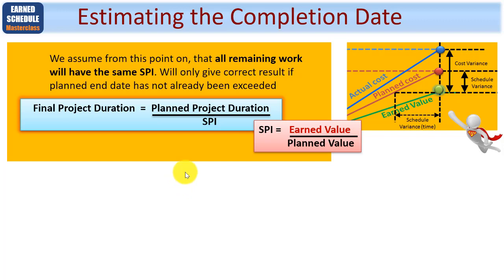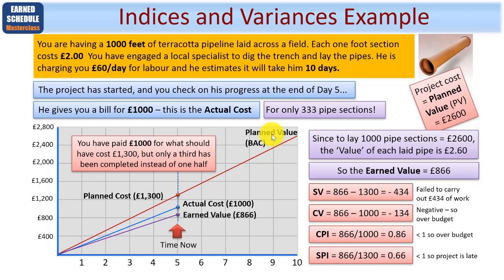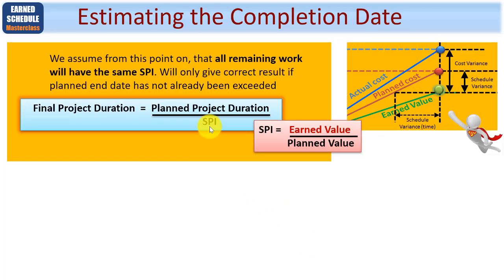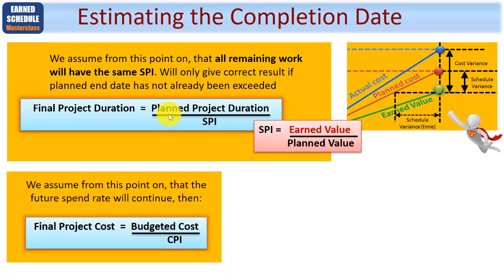What about estimating the completion date? Well, if you assume from this point on that all remaining work will have the same schedule performance index, this will only give you a correct result if the planned end date has not already been exceeded. Your final project duration equals your planned project duration divided by SPI, which, as you know, is earned value divided by planned value. So going back to the previous slide, having worked out what your CPI and SPI is, you can now carry out forecasting and know what the final project duration will be.